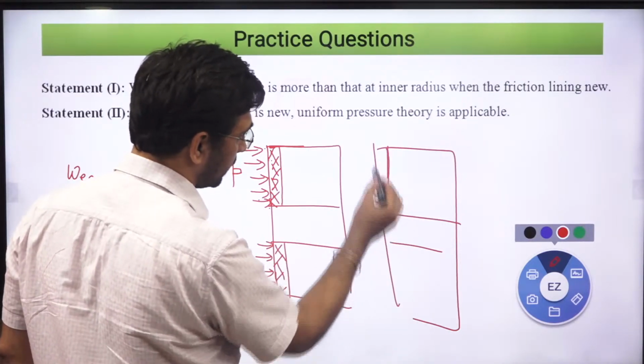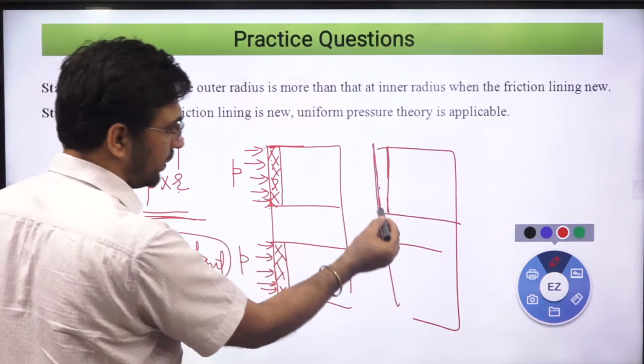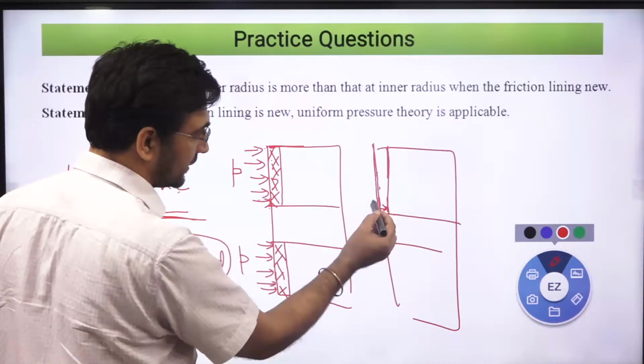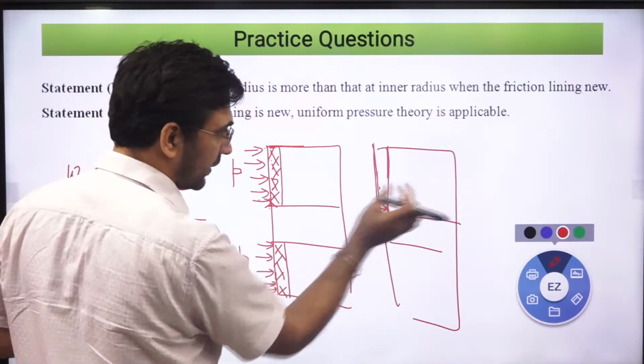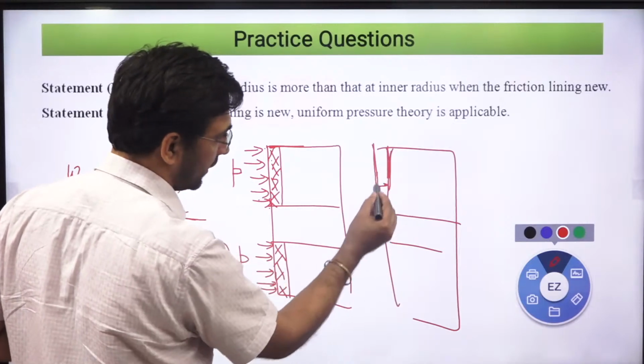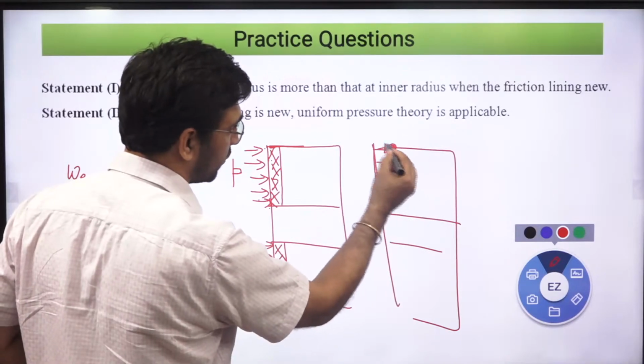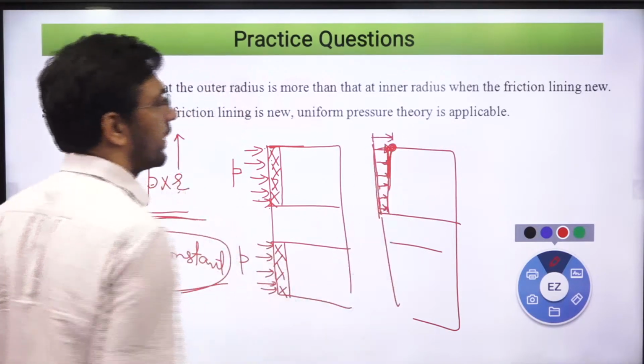Right? So this was the initial surface. Over here, pressure is everywhere same. Radius is less, so wear is less. Wear means this much amount of wear, axial wear. Here radius is increasing, wear is increasing. This is tilting this way. Radius is increasing, wear is increasing. Radius increasing, wear is increasing. So largest amount of wear will take place at the end.